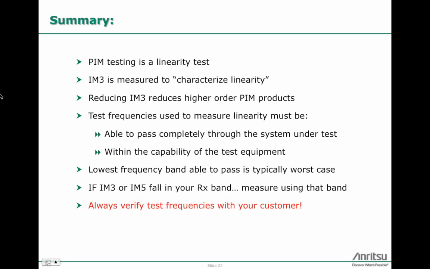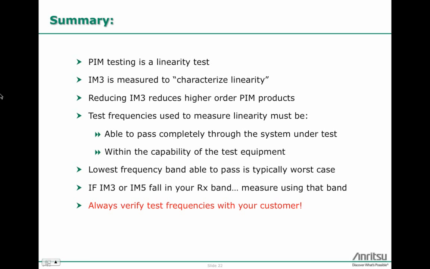All right, so in summary, PIM testing is a linearity test. I've tried to say that over and over again, but even after you leave this presentation, you're going to forget it. So let me state it again. PIM testing is a linearity test. We measure the third-order intermodulation product to characterize the linearity of the system. It's not a direct measurement of the noise of your system. It's an indirect measurement. We do recognize that by reducing IM3, we're improving the linearity, and we are driving those higher order products to a lower level.